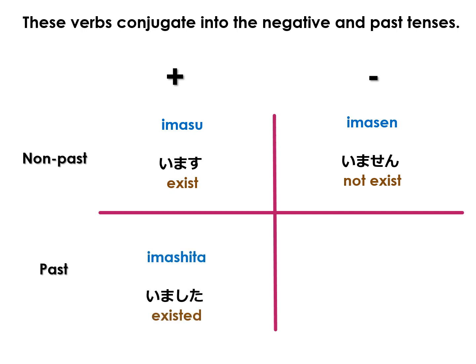Past tense of imasu is imashita, and it means existed. Past tense of imasen is imasen deshita, and it means did not exist.